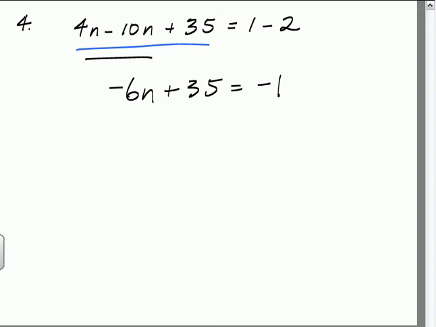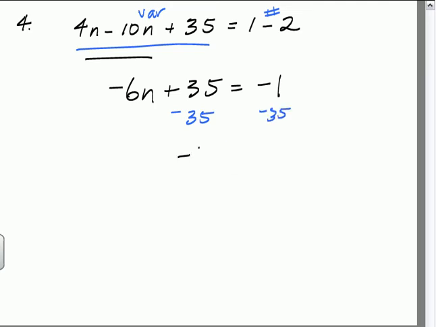I only see one variable term, and it's on the left. So I'll declare left for variable, right for numbers. Who's out of place? That 35. How do we get rid of it? Well, it's being added, so we want to subtract it. And we've got to do it to both sides.